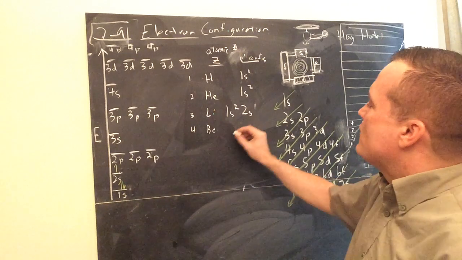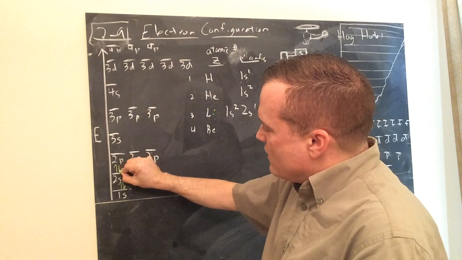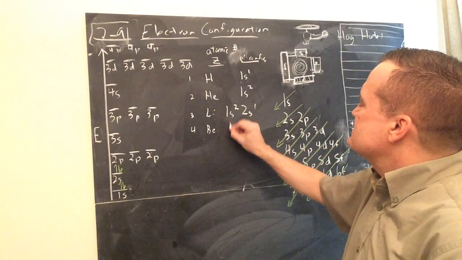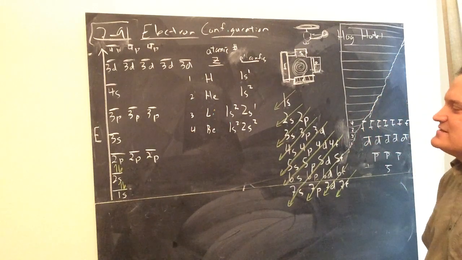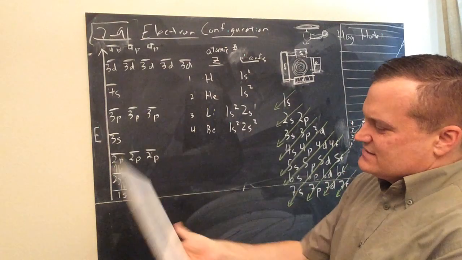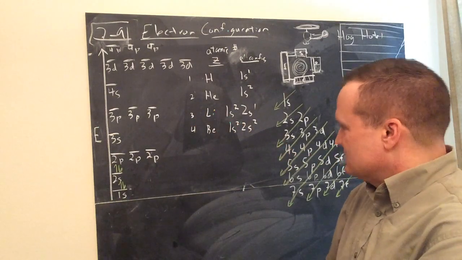Okay, so beryllium has 4. So it will be 1, 2, 3, and 4, like that. So it's 1s2, 2s2 for beryllium. 1s2, 2s2. Okay, now let's see. I think we're kind of getting the hang of it. Well, we better go on. Boron has 5 electrons.